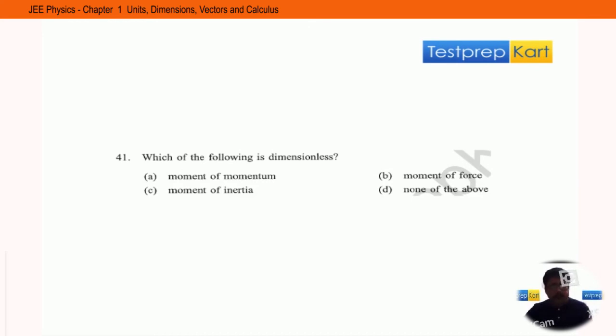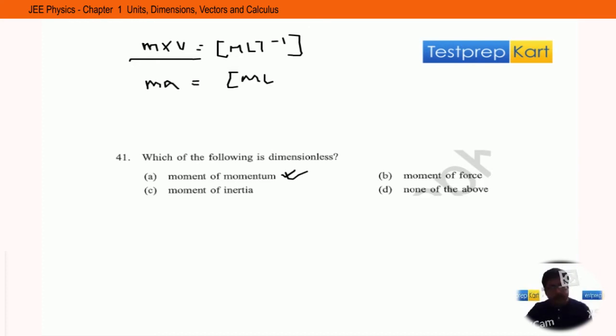Which of the following is dimensionless? See, my dear friend, momentum has dimensions. Momentum we know is mass into velocity. So mass has some dimension and velocity also has dimension. The moment of force is ma, so it should be like this, M L T to the power negative 2. Moment of inertia also has some dimensions for its weight itself. So what we don't have, that is none of the above. All have a certain level of dimension. There is no unit mentioned over here which is dimensionless.